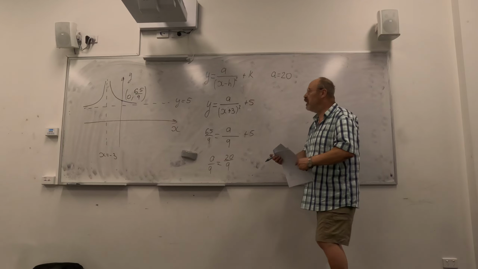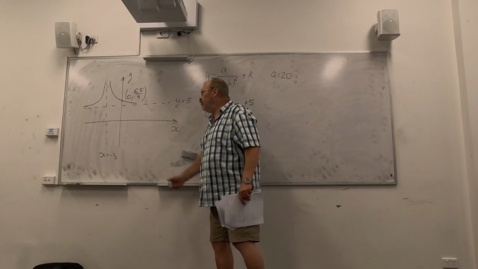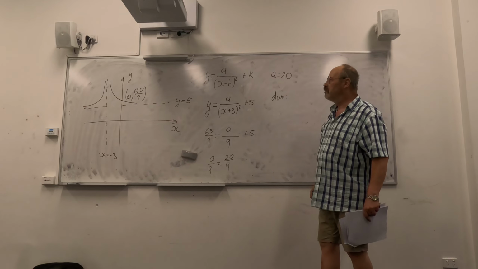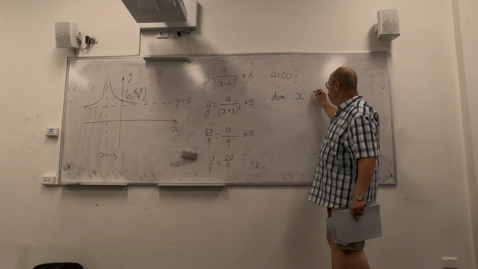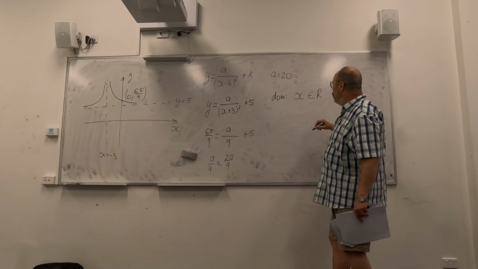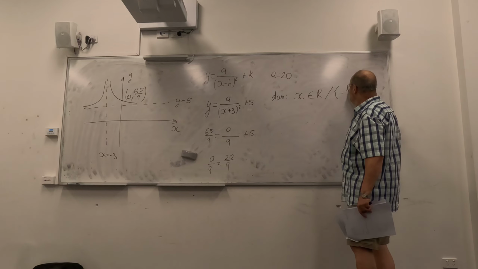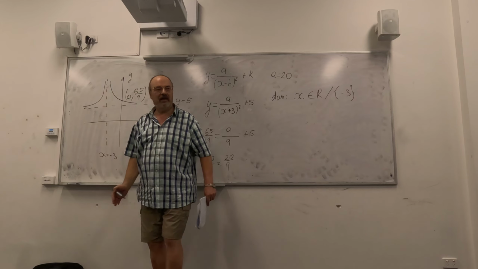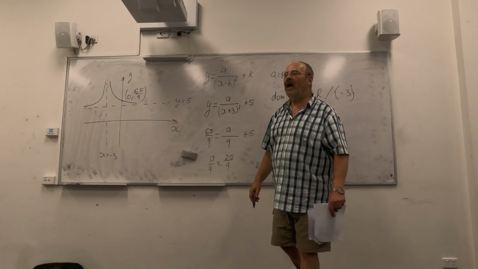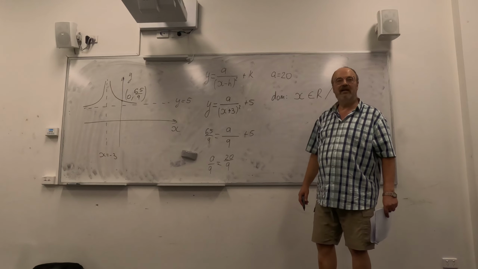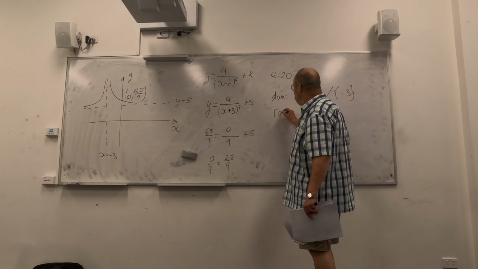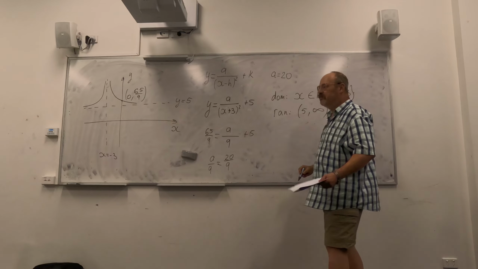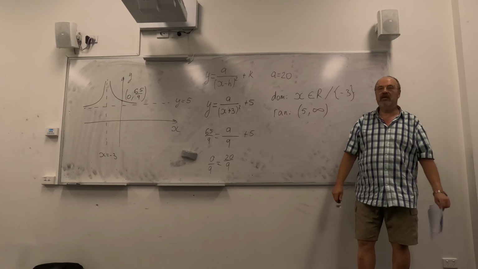Another example. It's asking for domain and range, so we can state from the graph what the domain is. x is an element of the real numbers except -3. x can be anything except that -3. And y is greater than 5, so the range is from 5, not including, to infinity. That we can read just from the graph straight away.